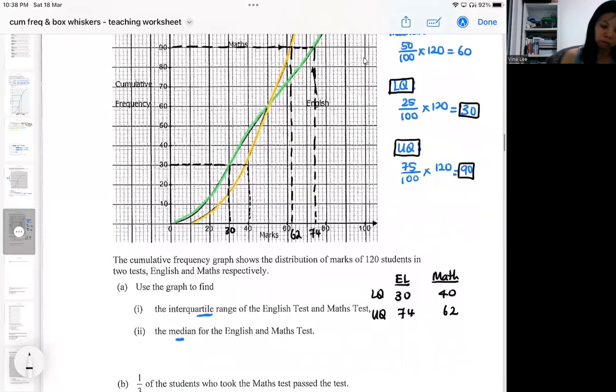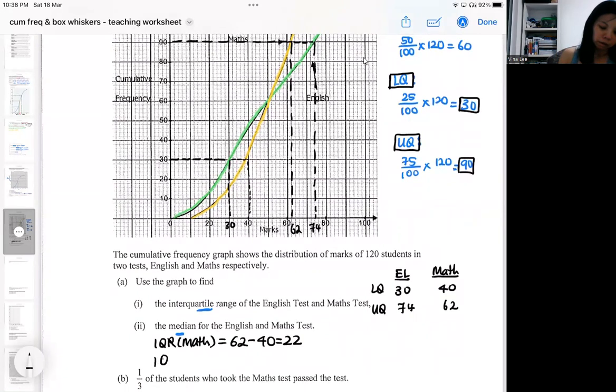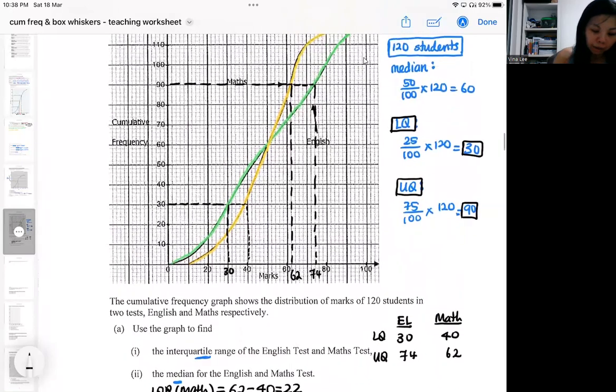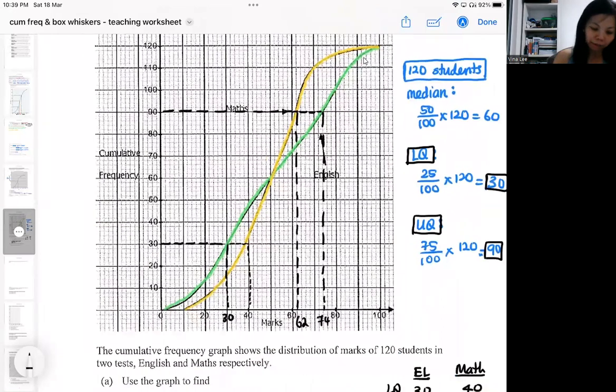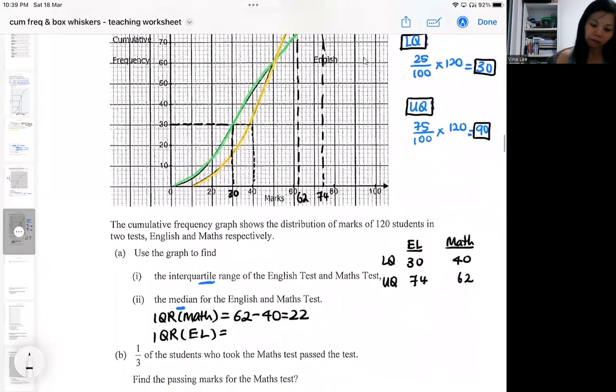So from here, I can work out the interquartile range. The interquartile range for math will be 62 minus 40. Did I read wrongly? Okay. You read it from your own graph, because I think my coloring is a bit fat, so in case mine is affected by the thickness of the graph and my iPad pencil, you read it from your graph. Maybe your value is slightly different from mine.